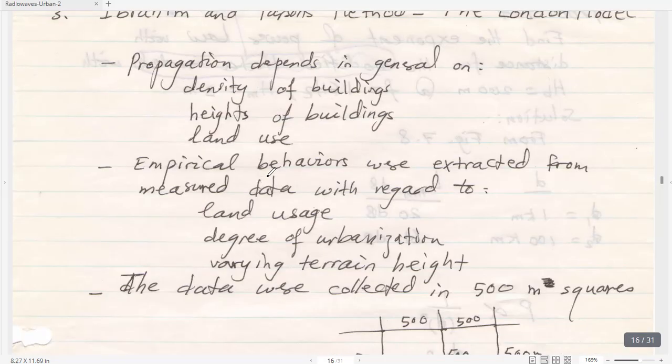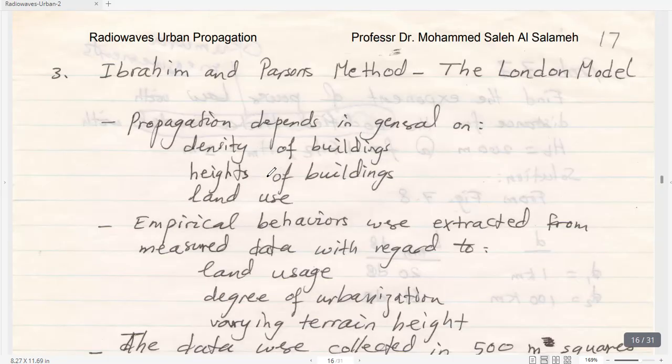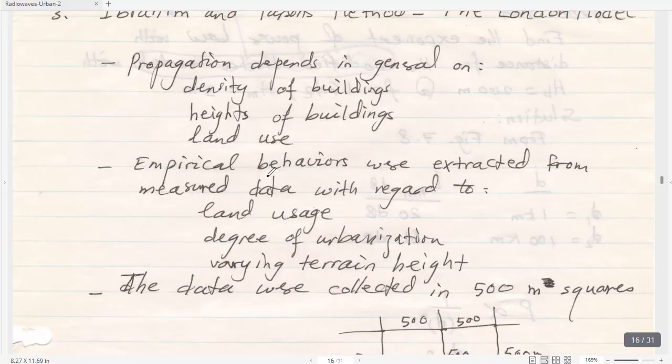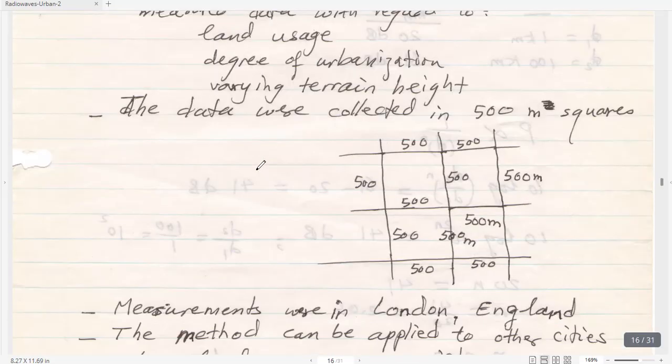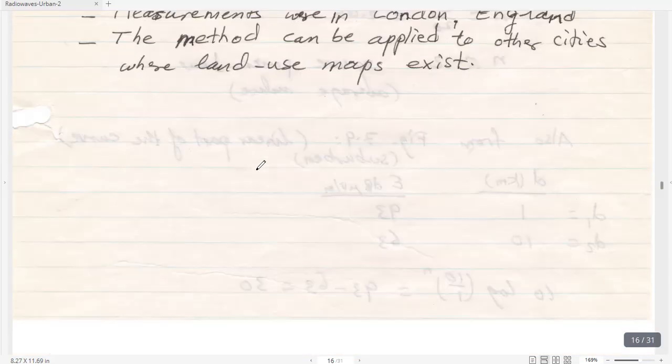Another model is the Ibrahim and Parsons method. It is called the London model. They made a model following Okumura. It is more or less like the Okumura model, but Okumura was in Japan, in Tokyo, and this is the London model in London. It is similar to that, and we have a curve.